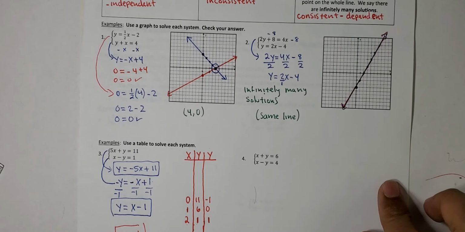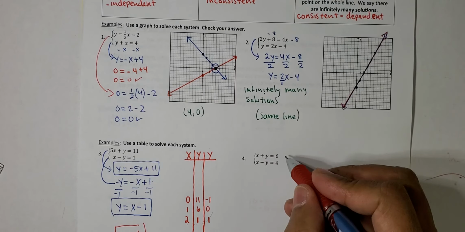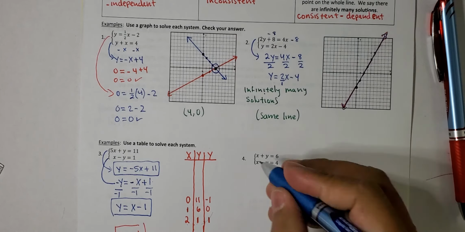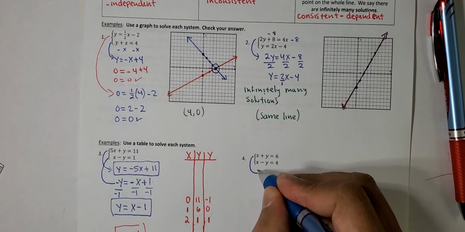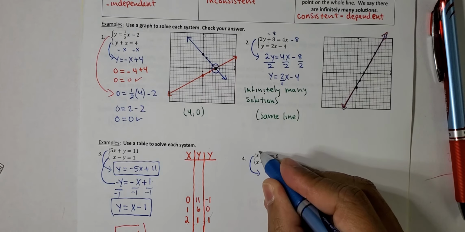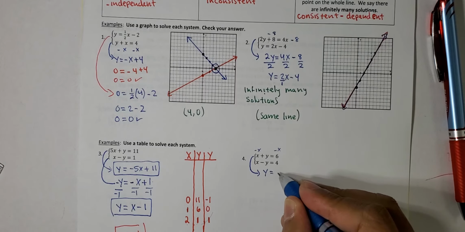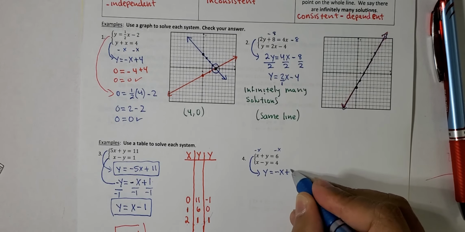All right, so let's do the same thing for this one here. And again, check that this is in slope-intercept form, and this one it's not. So again, I have x plus y on this one. I'm going to subtract the x, so minus x and minus x here. So then I have y equals negative x plus 6.